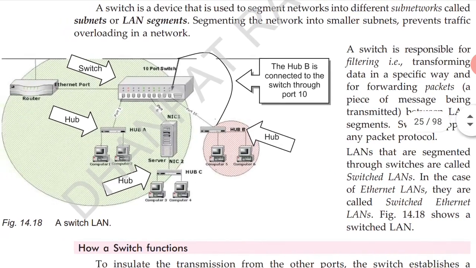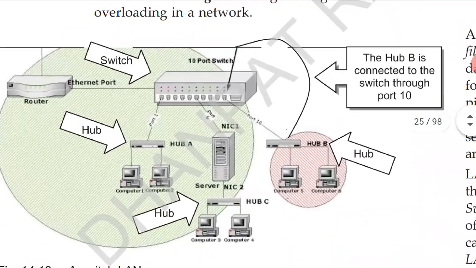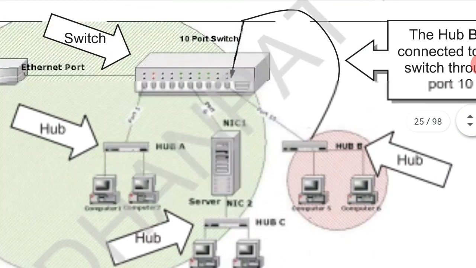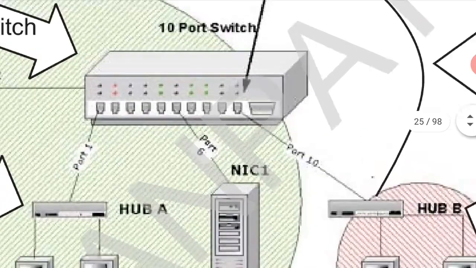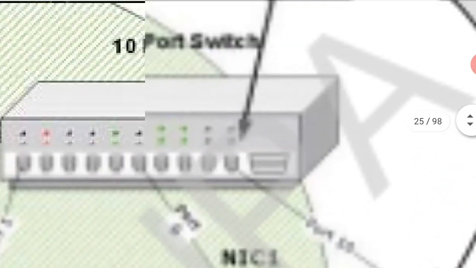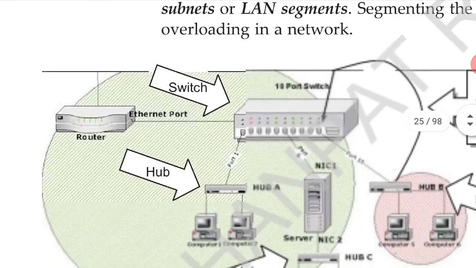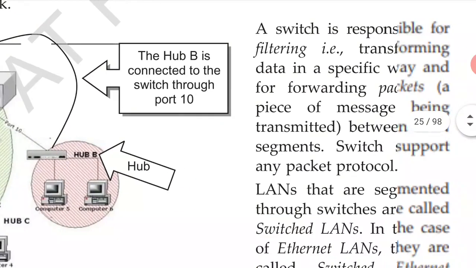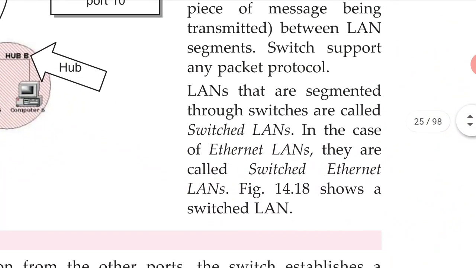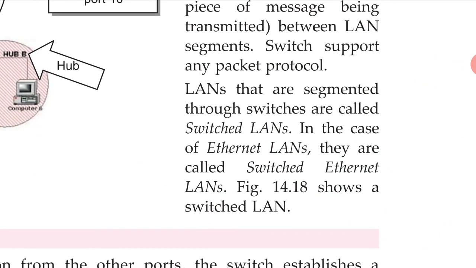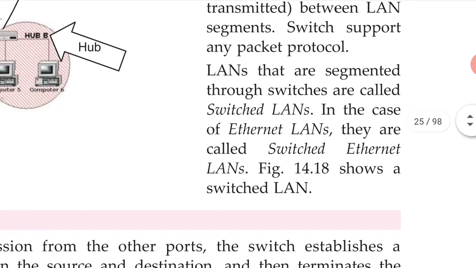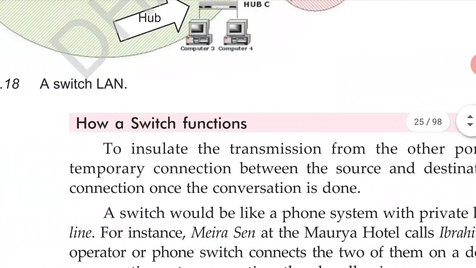Here in the picture you can see how it will work. This is the central one. This one is the switch. It's a 10 port switch and it is connected to other subnetworks. LANs that are segmented through switches are called switched LANs. In this case the Ethernet LANs are called switched Ethernet LANs.